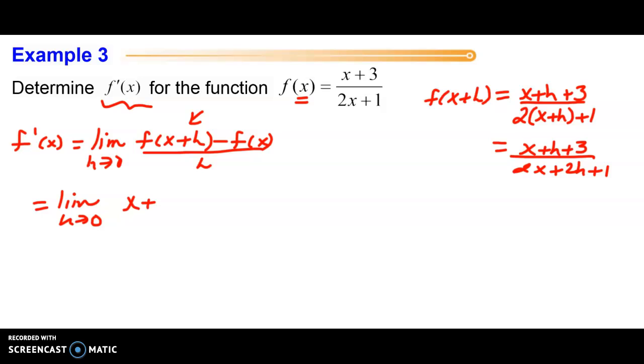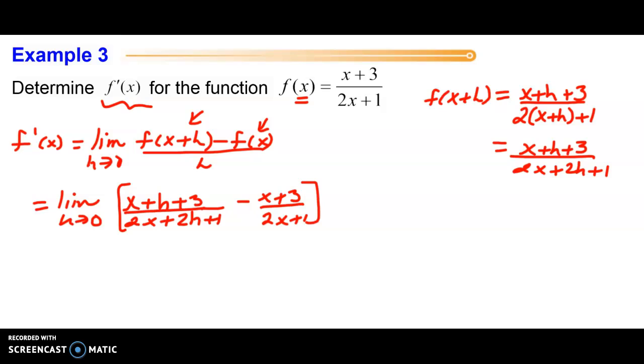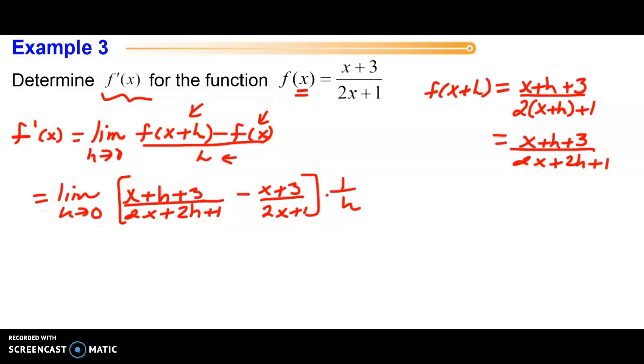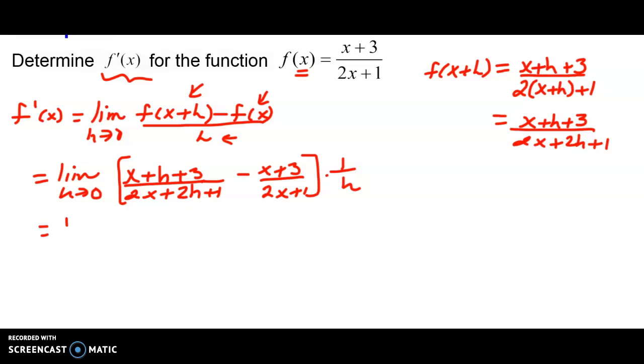I'm going to substitute that back in and write it out: x plus h plus 3 over 2x plus 2h plus 1. Then I'm going to subtract the original function, which is given in the question, x plus 3 over 2x plus 1. Now I have to divide all this by h, but I'm going to multiply by the reciprocal, which is 1 over h. It just makes it look tidier, and you can see the h cancel in the end a little bit better.